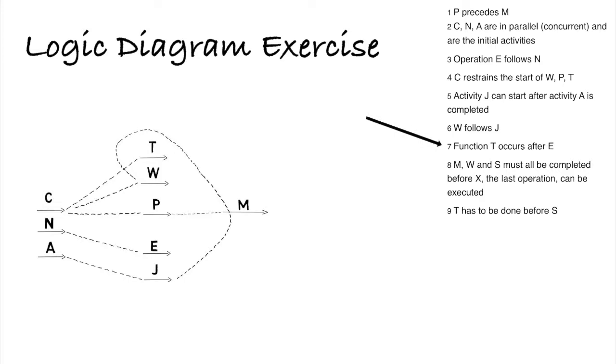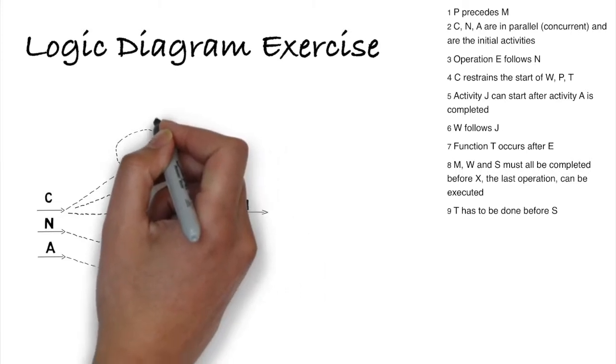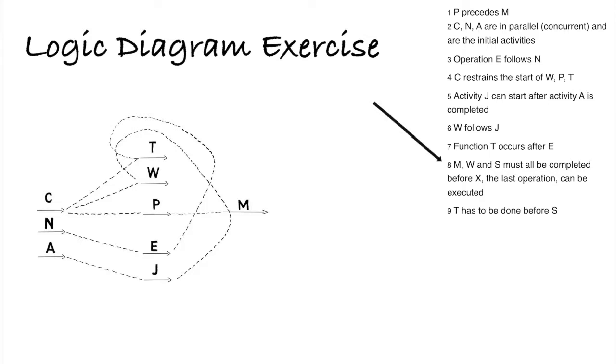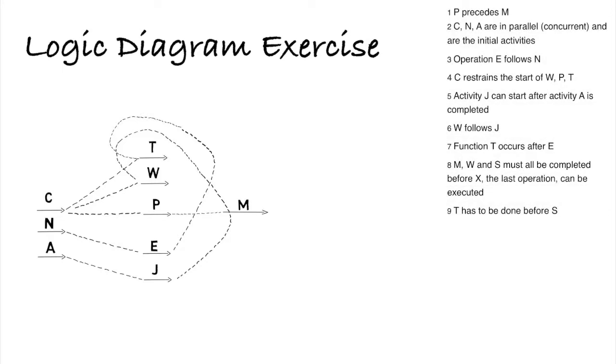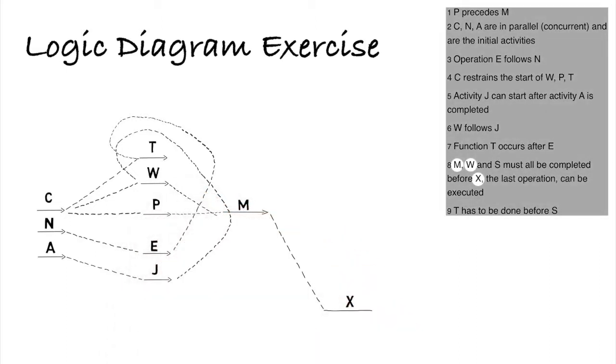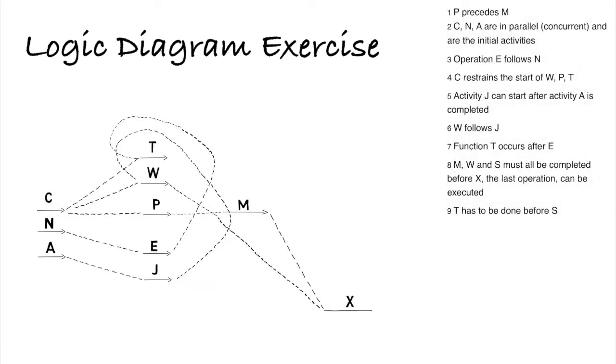Number 7, T occurs after E. Once again, we have lines that cross. Even so, this is the correct path, so let's go ahead and draw it in. Number 8, M, W, and S must all be completed before X, the last operation, can be executed. Fantastic. So X is the last operation in the exercise. I'm going to put it down on the bottom here so we can keep the list in our view. While we're here, let's connect M to X and W to X as indicated.